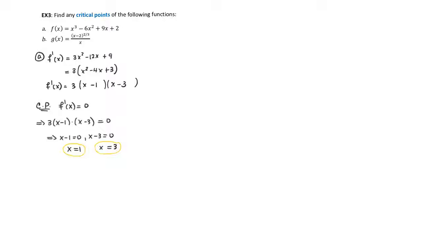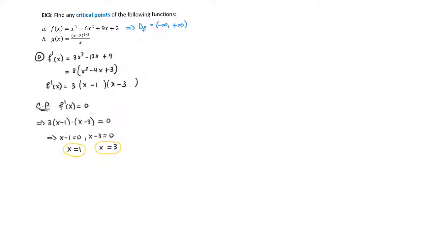Now remember, by definition, a critical point has to be in the domain of the function. So we have to check whether 1 and 3 are in the domain of the function. The good news is that yes, they are, because the domain of my function f consists of all real numbers, from negative infinity to positive infinity. So 1 and 3 are perfectly valid critical points.